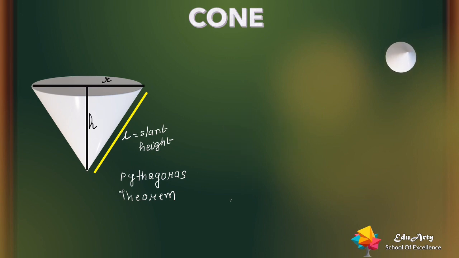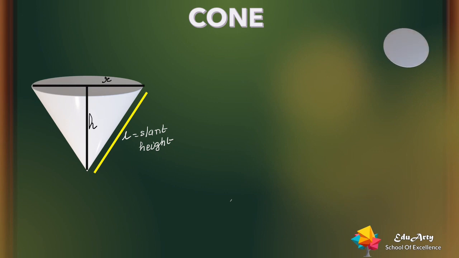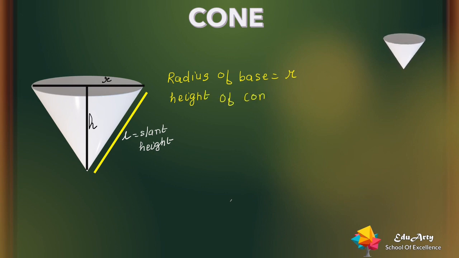Now let us write the terminologies here. The radius of the base is written as R. The height of the cone is written as H. This is the vertical height, and there is another thing called the slant height of the cone, the one which is a little tapering. That is termed as L.